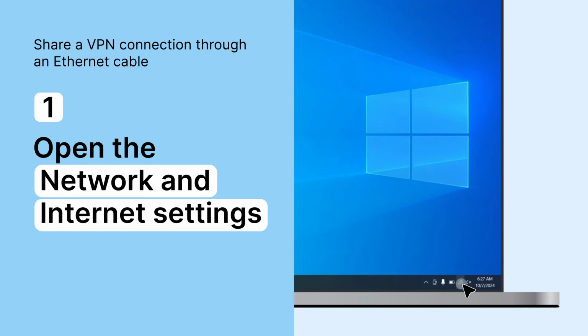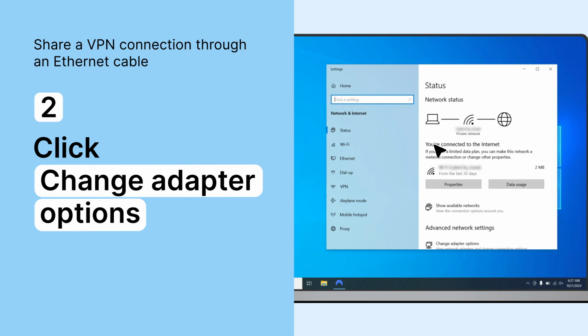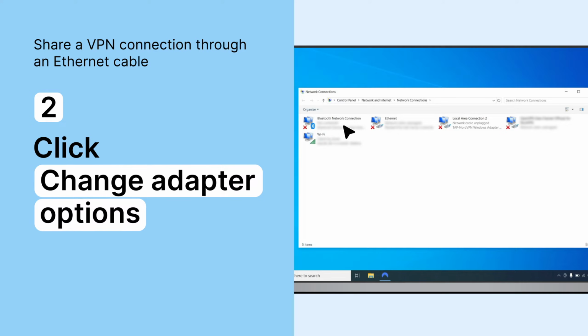First, open the Network and Internet settings by right-clicking the network icon in the System tray and selecting Open Network and Internet Settings. Then, in the Network and Internet settings, change Adapter Options. You will see all the network interfaces that you have. There should be at least 3 interfaces.